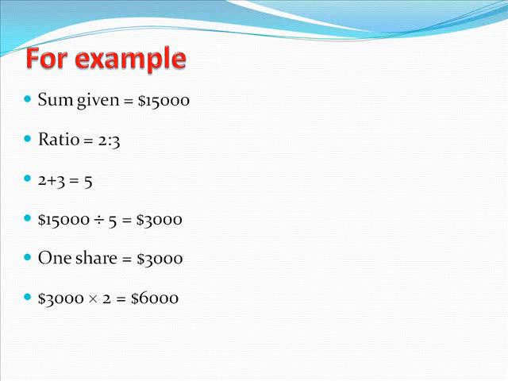Now, the next step, I add the figures or the numbers in the ratio, and the numbers in the ratio are what? 2 and 3. So I add 2 and 3. So 2 plus 3 is equal to 5. Now I am going to use this sum, which is the 5, to divide the $15,000, and then my answer would be $3,000. So therefore one share is equal to $3,000. So $3,000 times 2 will give me $6,000, which is equal to the smaller share.